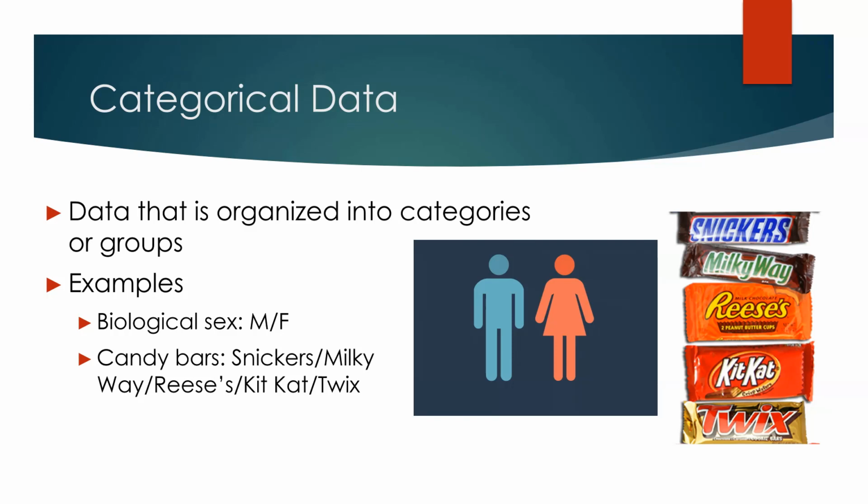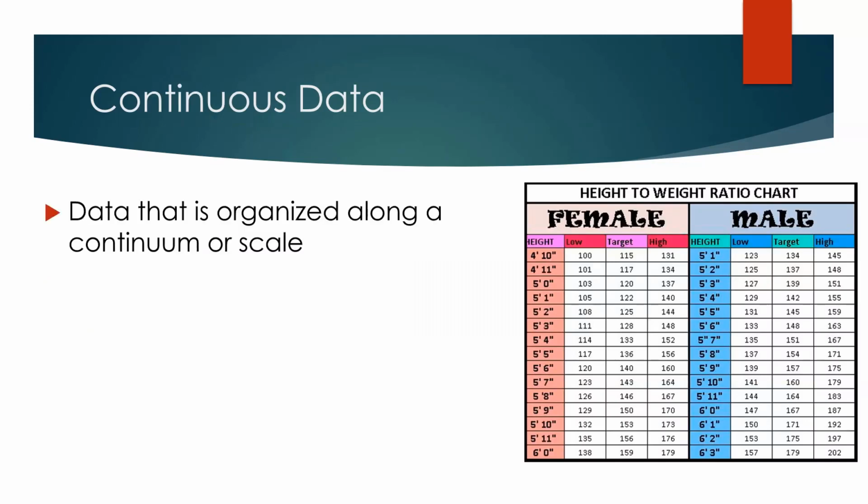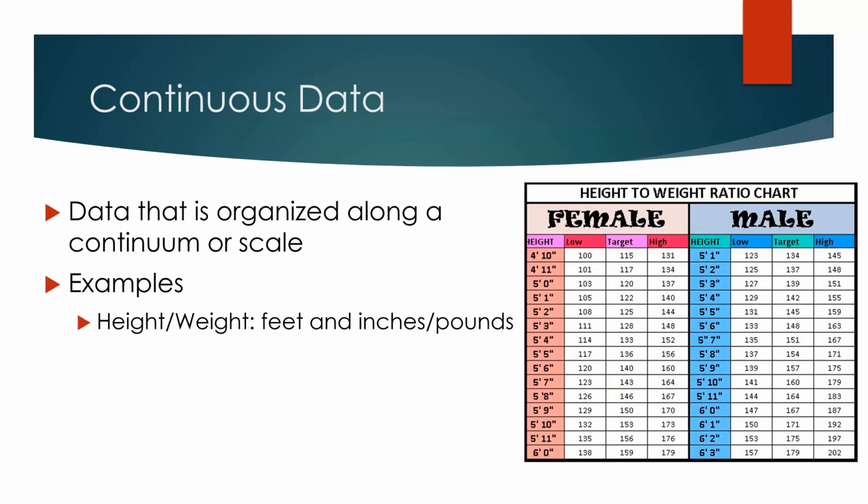Now, data that is on some type of spectrum or that is on some type of continuum is called continuous data. So this is data that's organized along some sort of continuum or scale. Some examples of this would be height and weight that we measure in feet and inches or pounds in terms of weight, right? So like here for females, you see that their heights tend to range from 4'10" to 6 foot. And then for males on average, it goes from 5'1" to 6'3". And so you got 5'1", 5'2", 5'3", 5'4", all increasing, right? It's a scale, one coming after the next. One is greater than the next, and so on until you get to the end.